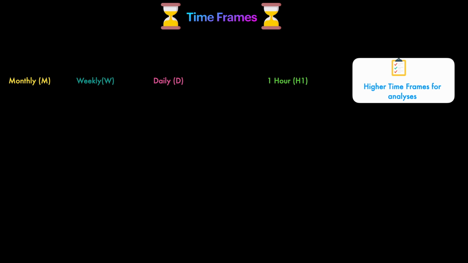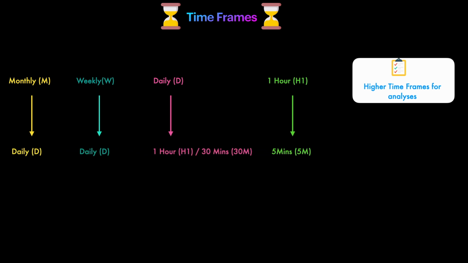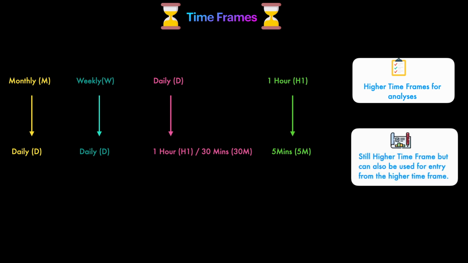The higher time frame is where we will conduct all of our analyses. After conducting analyses on the higher time frame, we will move to the lower time frame. For example, if our analysis is on the daily time frame, our lower time frame could be the 1 hour or 30 minutes. This lower time frame is used for entry points. By transitioning to the lower time frame, we aim to minimize risks. Therefore, this lower time frame can also be utilized for making entries.